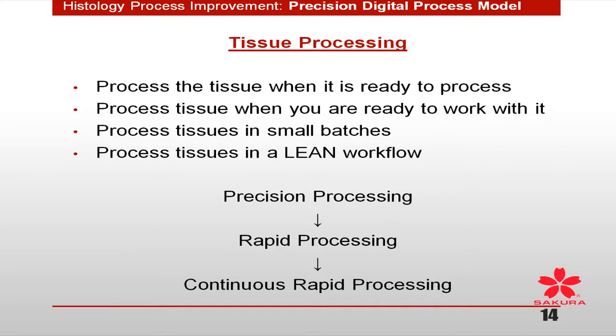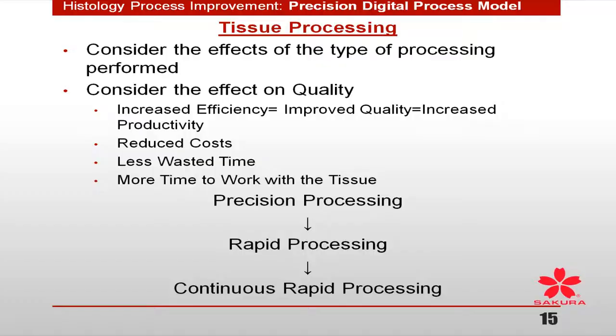You want to process tissues in small batches. I'm a big proponent of doing small batches. You want to process tissues in a lean workflow. Again, that lean workflow is precision processing, which starts with precision fixation, moves you to rapid processing, and then continuous rapid is the next step. Consider the effects of the type of processing that you perform. Increased efficiency equals improved quality equals increased productivity. That has to be on everybody's mind.